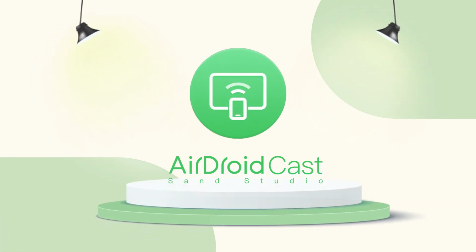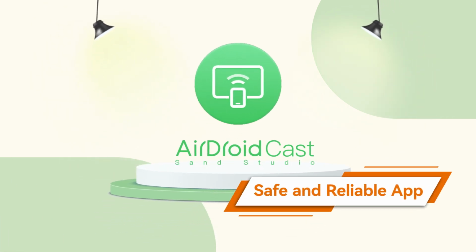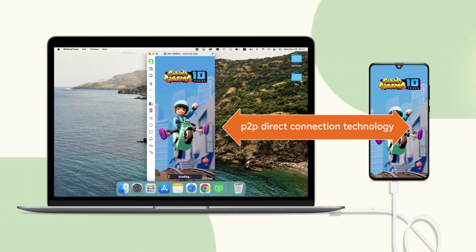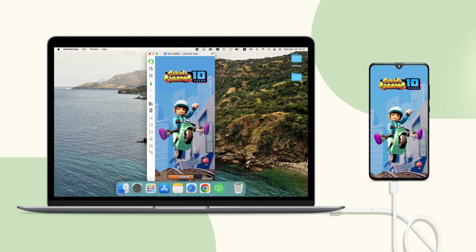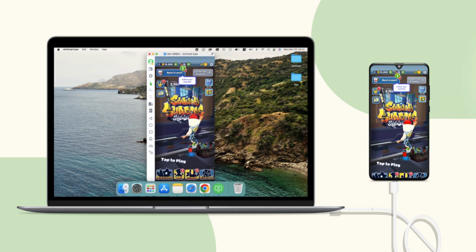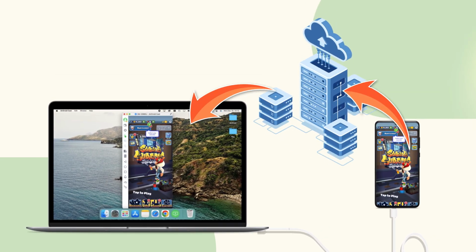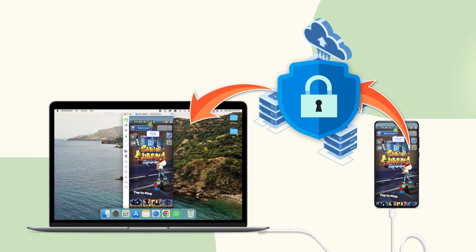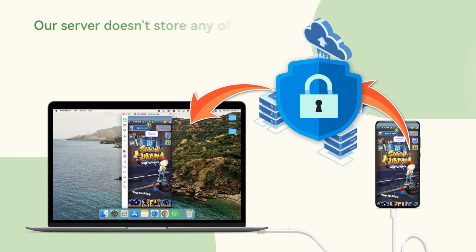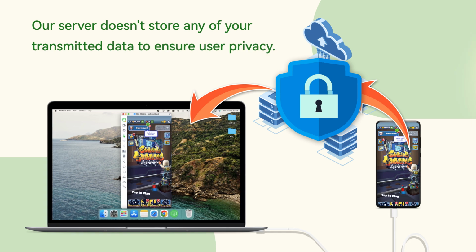AirDroid Cast is a very safe and reliable app. Using this app, the transmission is solely done between clients via P2P, peer-to-peer, direct connection technology. Only when the client fails to connect via the P2P channel due to network limitations, the transmission goes through the relay server. However, you don't need to worry about any information leakage because our server doesn't store any of your transmitted data to ensure user privacy.